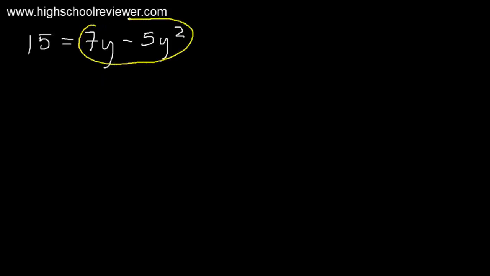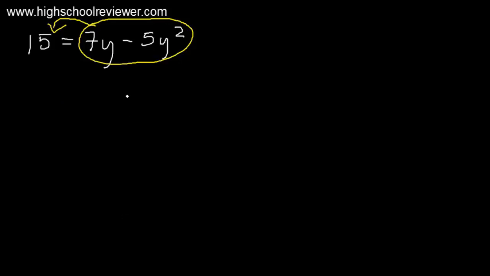Our next problem, we will have positive 15 equal to 7y minus 5y squared. So first, let us change negative 5y squared to positive, and we need to transpose this to the left side so that negative 5y squared will be positive. So we are going to transpose that to the left.